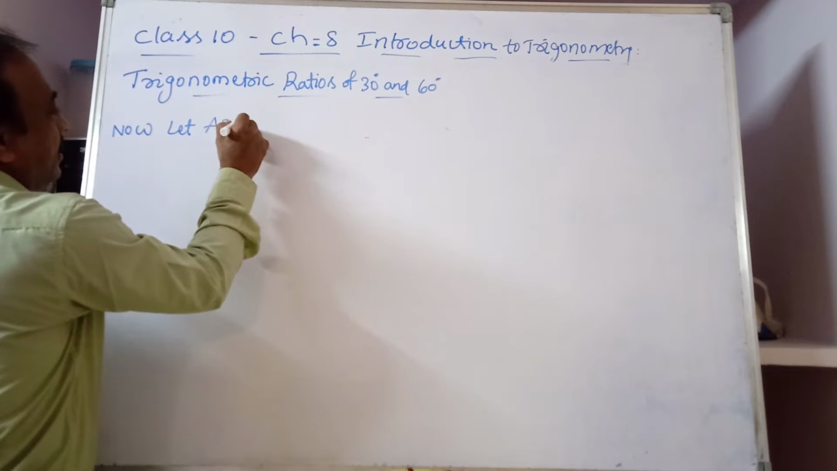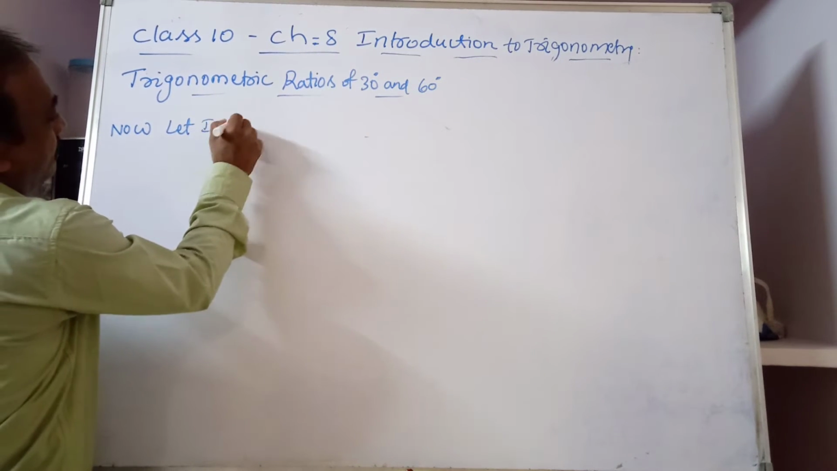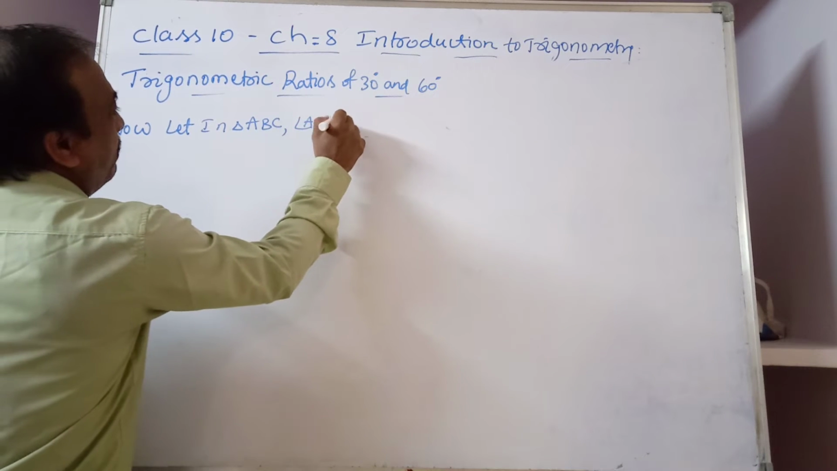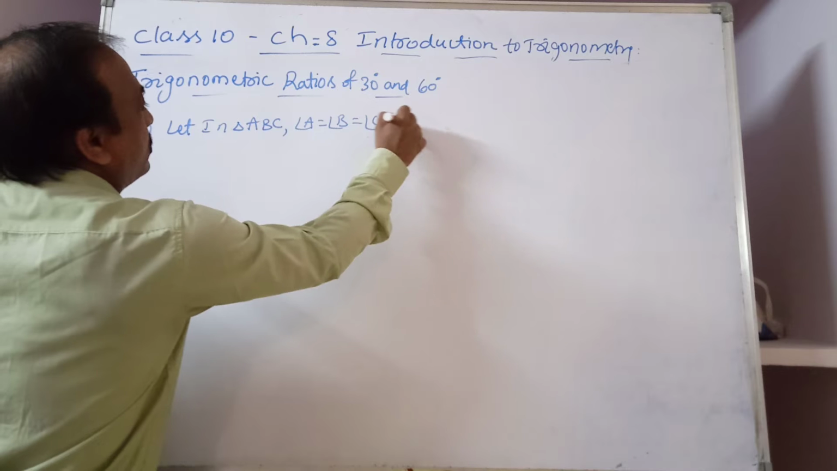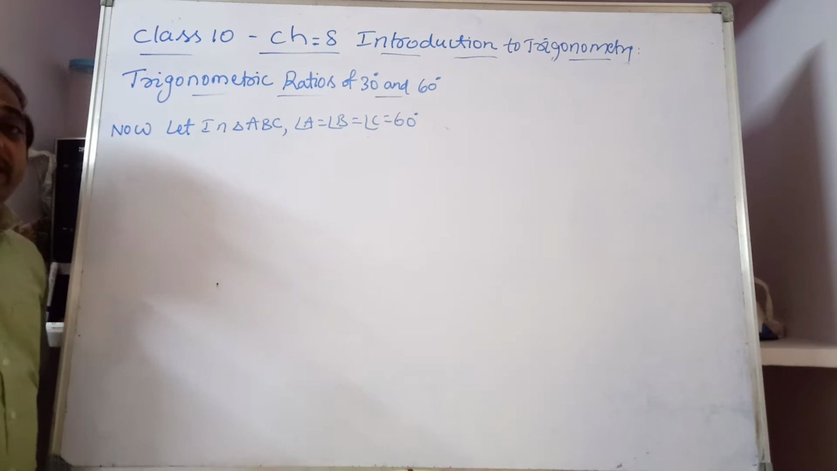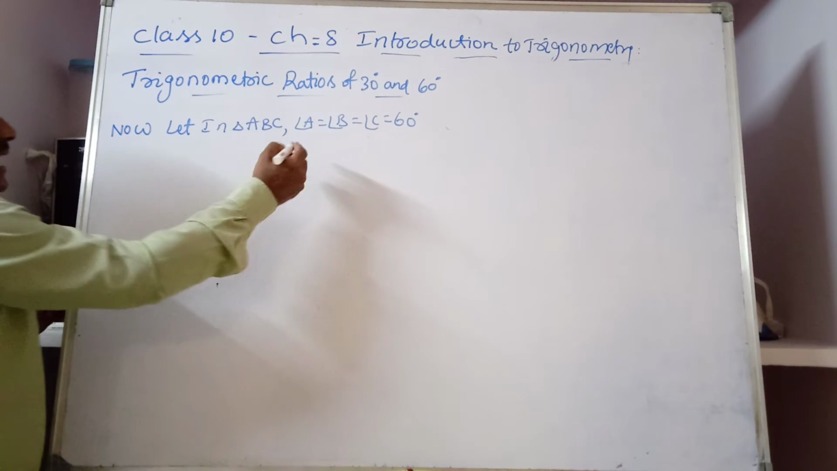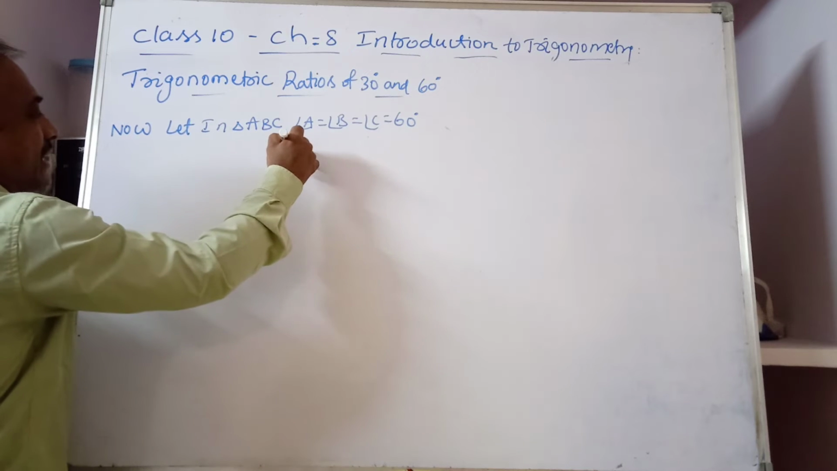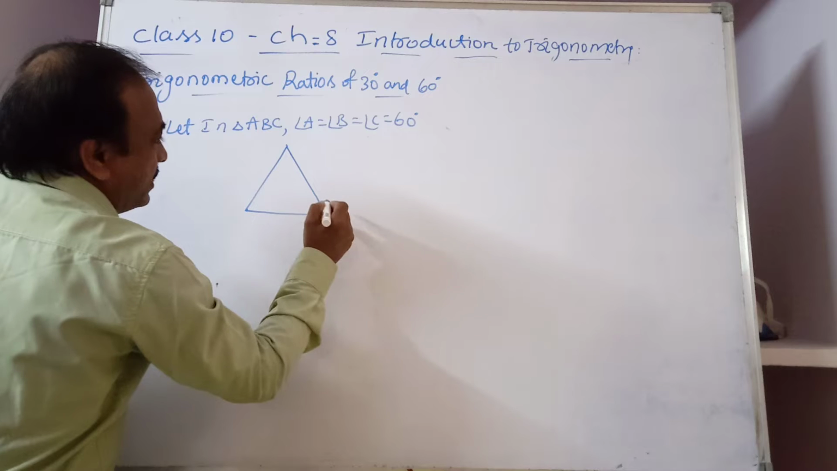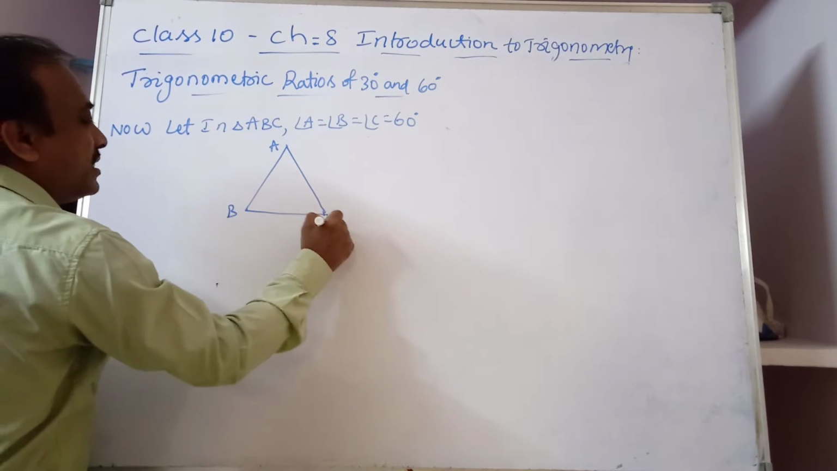Let triangle ABC have angle A equal to angle B equal to angle C equal to 60 degrees. All three angles are equal, which means it is an equilateral triangle. If all three angles are equal, then all three sides will be equal.